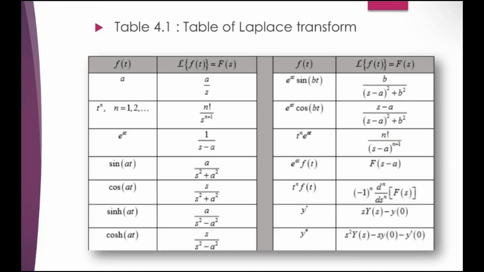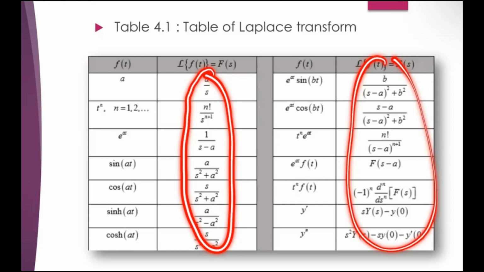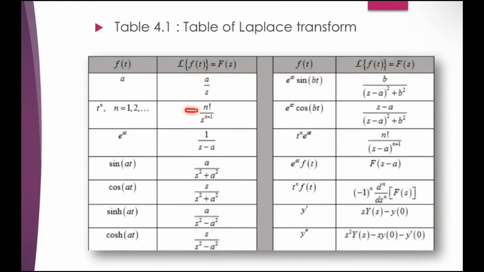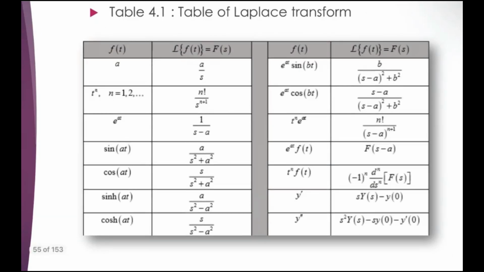So on the left column and right column here, we want to find back the original function f(t). So you use the same table. In your exam paper later, you will get only one table, this table only. By using this table, you can find the Laplace and inverse Laplace transform.